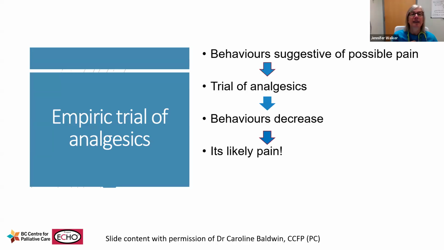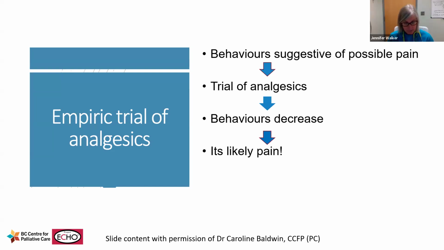So what does that look like? Again, in a patient like Mr. N, we see he has behaviors that are suggestive of possible pain. We can give a trial of regular analgesics and monitor over time. If his behaviors decrease, then we can assume that he likely is having pain, and we can carry on with that regimen while continuing to monitor.